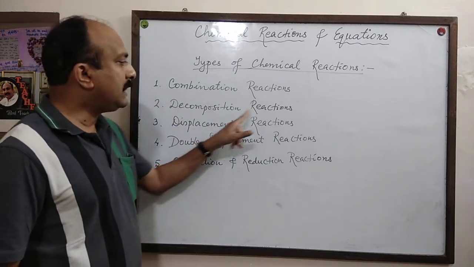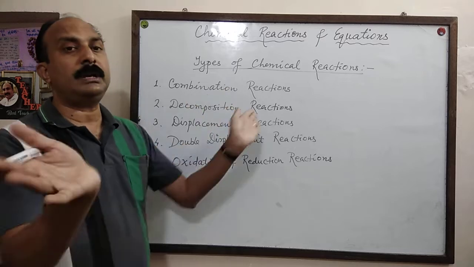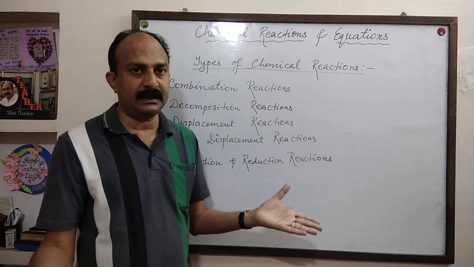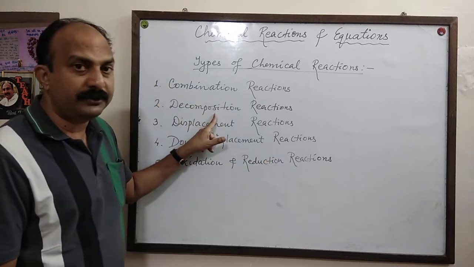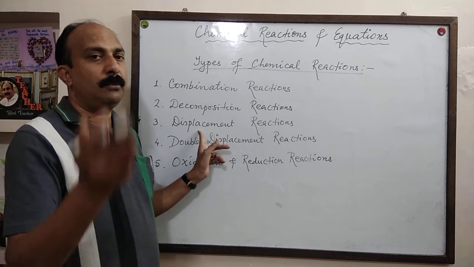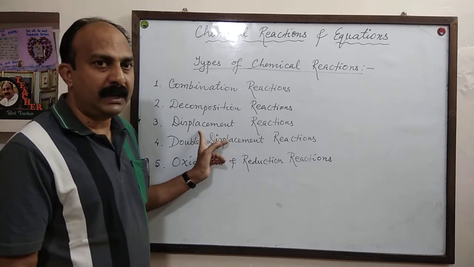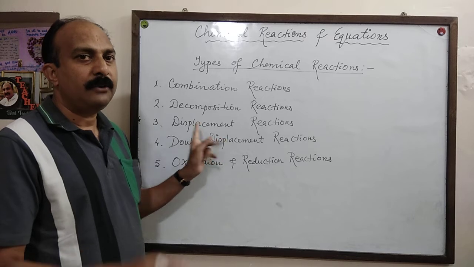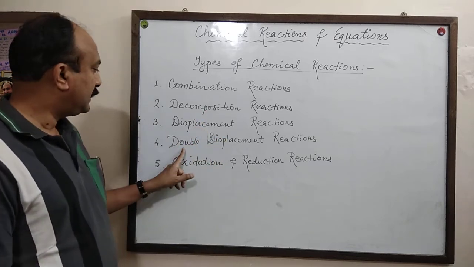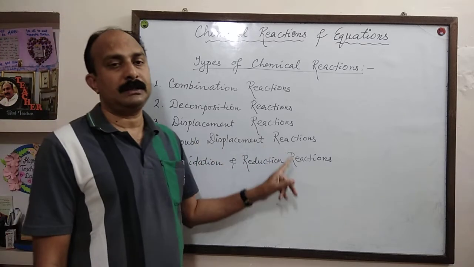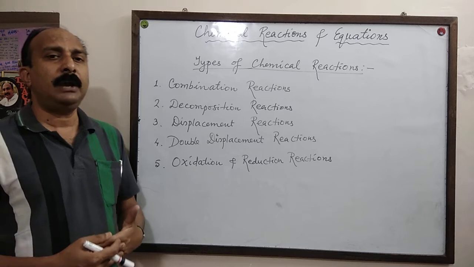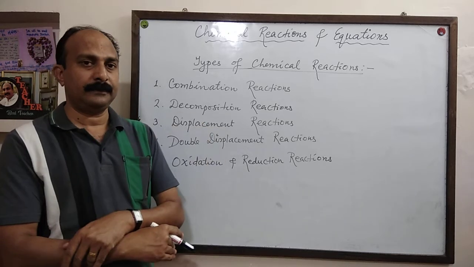Second one is decomposition reaction. Just opposite, to decompose: splitting up of a single substance into 2 or more substances. Such reactions are called decomposition reaction. Then displacement reaction. A more reactive metal can displace a less reactive metal from its salt solution. That is called displacement reaction.